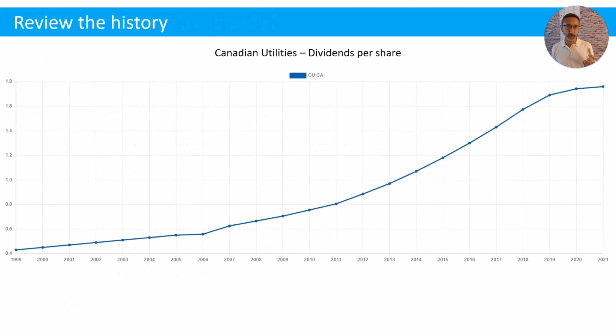So here's a great example. We're looking up on the screen here. This is a graph of Canadian Utilities, and you can look at the dividends per share. And you can see the dividends per share have gone up every single year consecutively. And this chart starts at 1999, and you can see it's a nice, good slope that's going up.